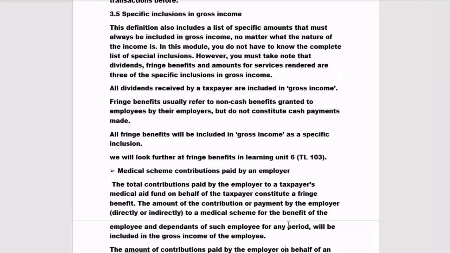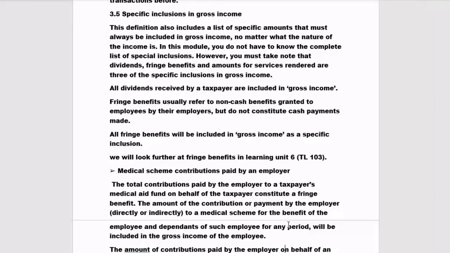Right, pay attention here where it says that all dividends received by a taxpayer are included in the gross income. I think I mentioned that in my reading. But fringe benefit usually refers to a non-cash benefit granted to an employee by the employer, but does not constitute a cash payment. Okay, so it's going to be visibly seen as part of your income. However, it will be contributed to somewhere else. Right, and the fringe benefit will be a specific inclusion in your gross income.